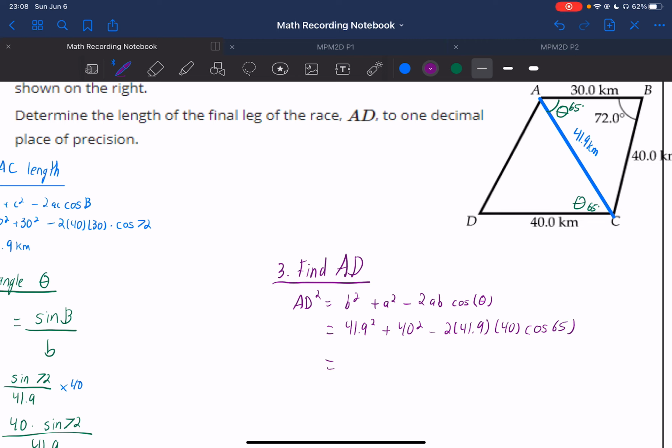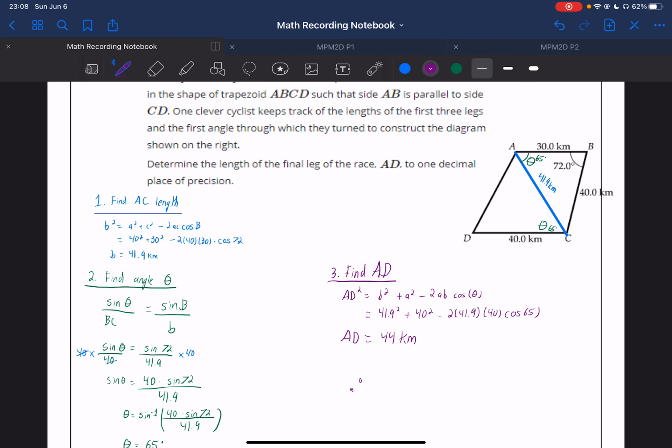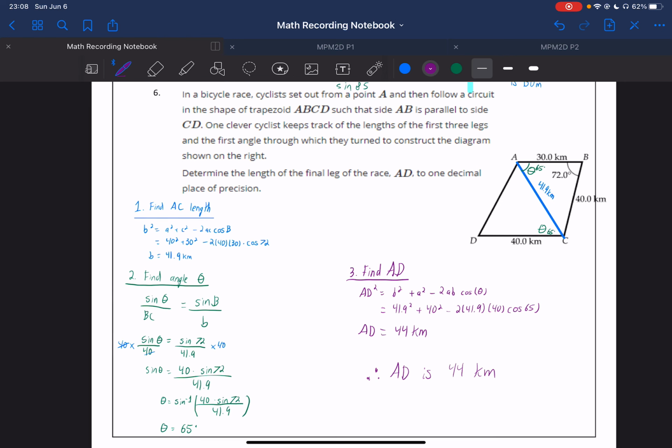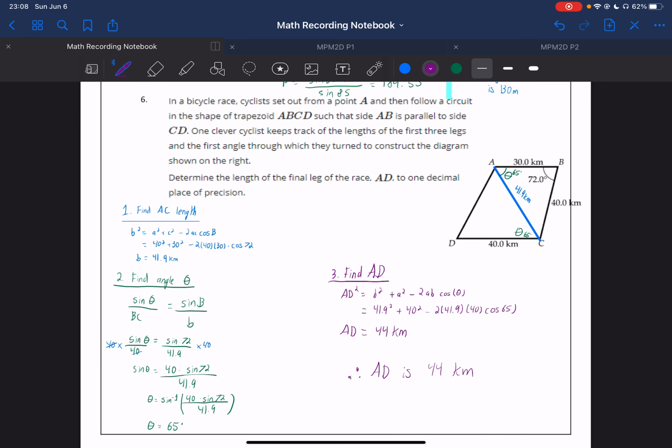If we put that into our calculator and square root it, we're going to get AD is equal to 44 kilometers. So therefore, AD is 44 kilometers. And that is how you find that one. It is a 3-step problem. It is a little bit of work, but it is doable.